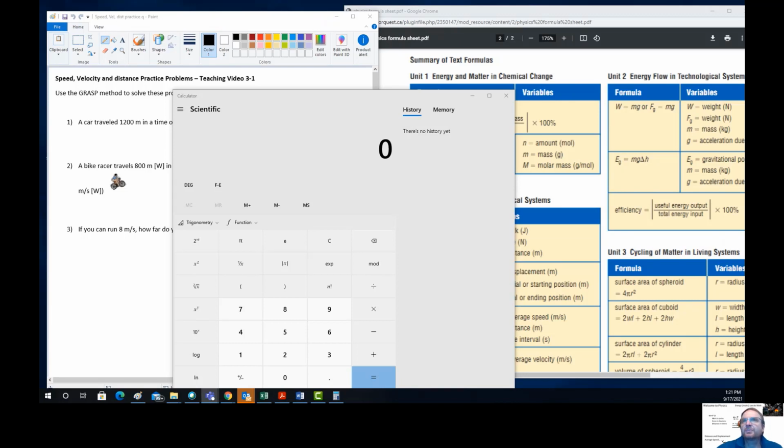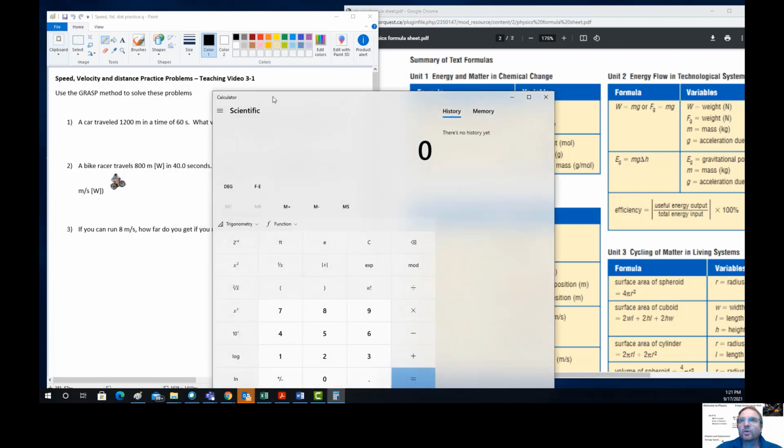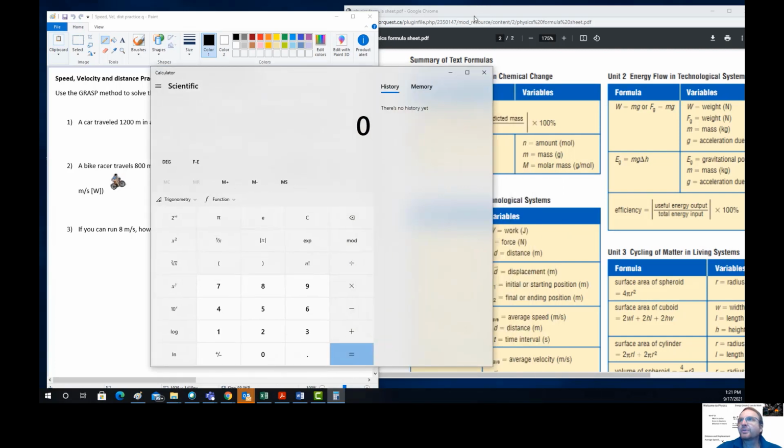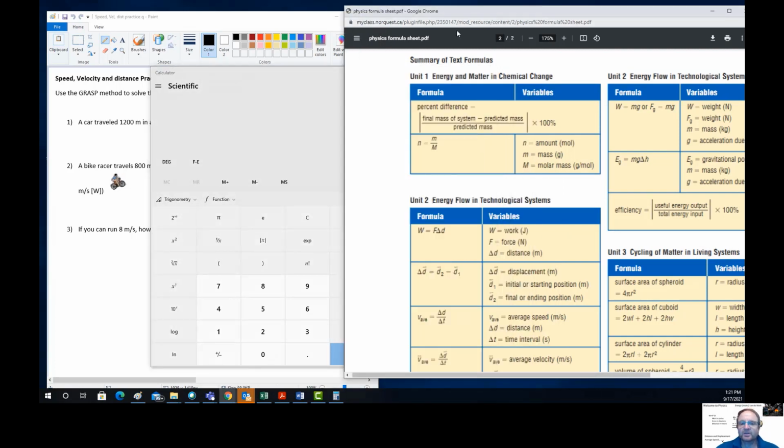Okay, let's look at the practice questions for speed, velocity, and distance. Again, this is from teaching video 3.1, Welcome to Physics. Make sure to try these on your own. You absolutely have to have a calculator and the formula sheet in front of you. It's really not possible to do these questions without the calculator and formula sheet, so make sure you print that formula sheet and have it in front of you.